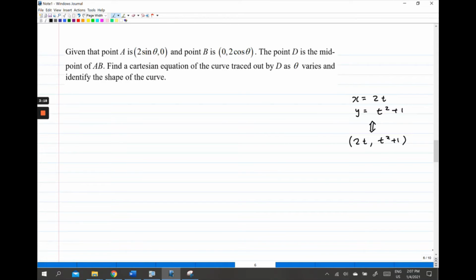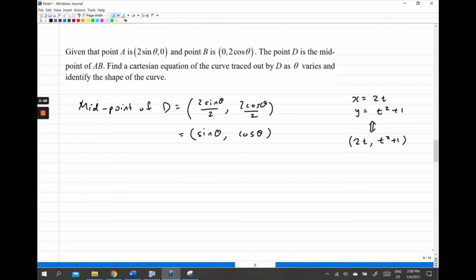First of all, probably some of your E-Math content here, you want to talk about the midpoint of D. So you basically do (x1 plus x2) over 2. So you have 2 sine theta over 2, then 2 cos theta over 2. If you simplify this, your x coordinate is sine theta and your y coordinate is cosine theta. So we are looking at the midpoint D, whereby the x and y coordinates are traced out by theta that's changing.